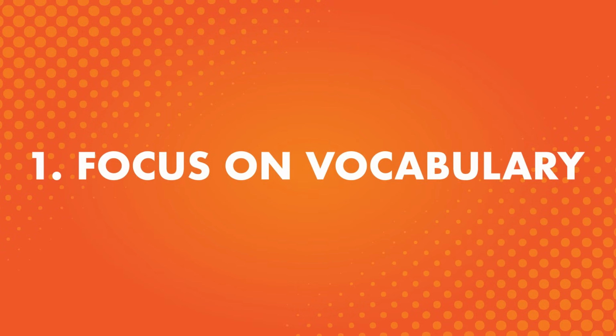Number 1, focus on vocabulary. If your goal is to speak like a native, you might be really focused on speaking quickly or using as many complex grammar patterns as possible. But in our native languages, we're not always trying to speak as fast as possible, and we use complex grammar patterns when necessary, not to show off.